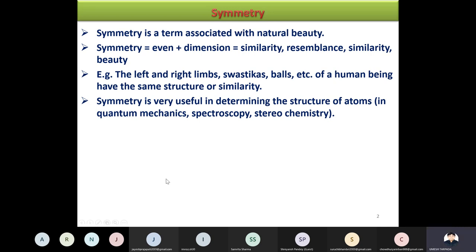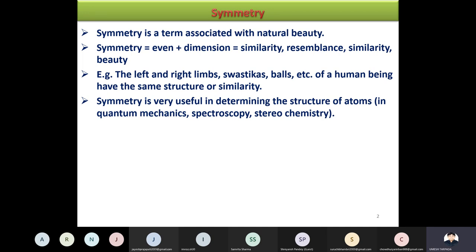So that's why symmetry is associated with the word natural beauty. You can say one-dimensional similarity or resemblance: your left hand and right hand are mirror images of each other. That's why we human beings look good. Both hands, or our entire body, are bilaterally symmetrical. Now we are applying this concept to the structure of molecules, and that's why the name molecular symmetry is given.